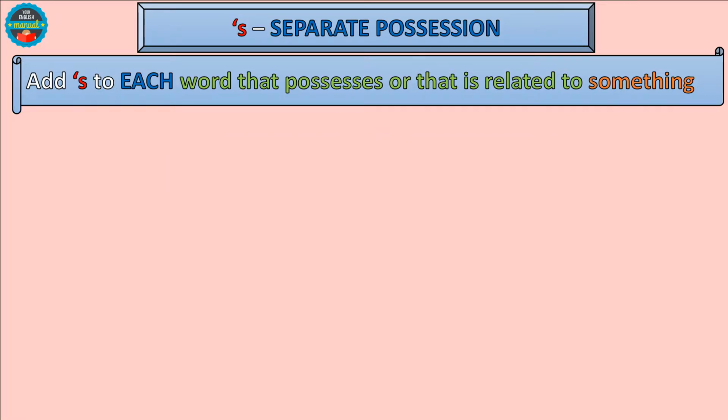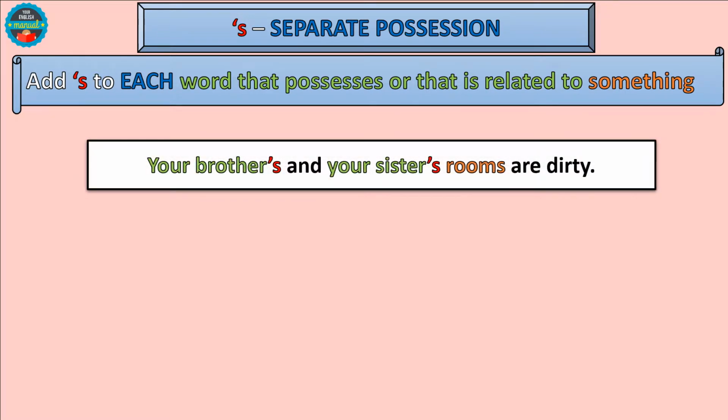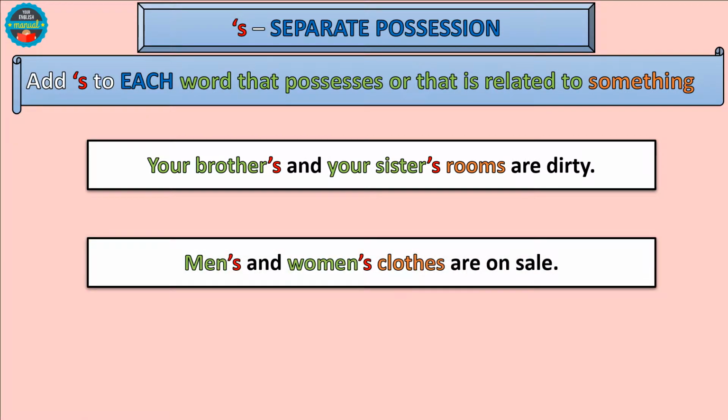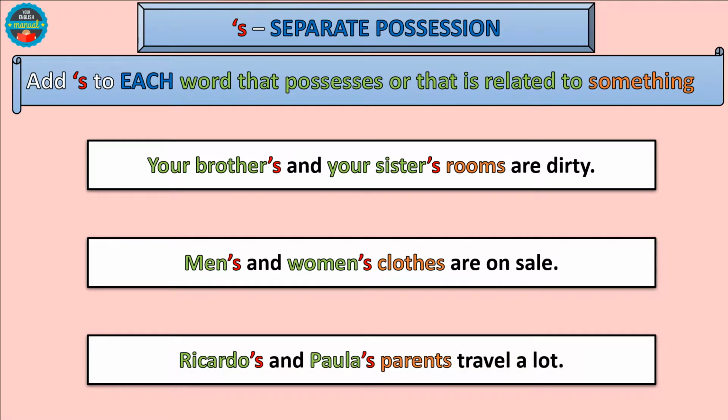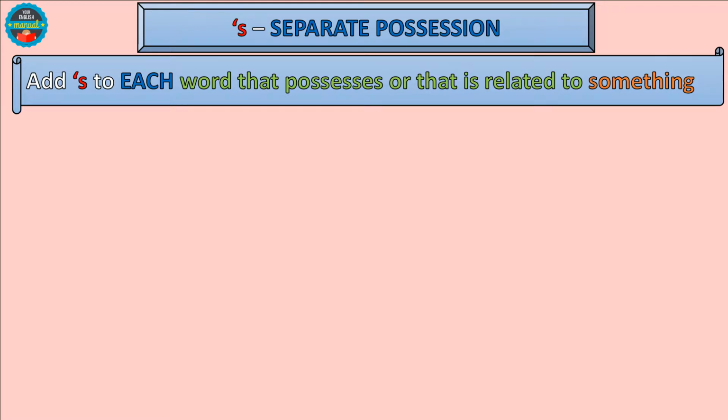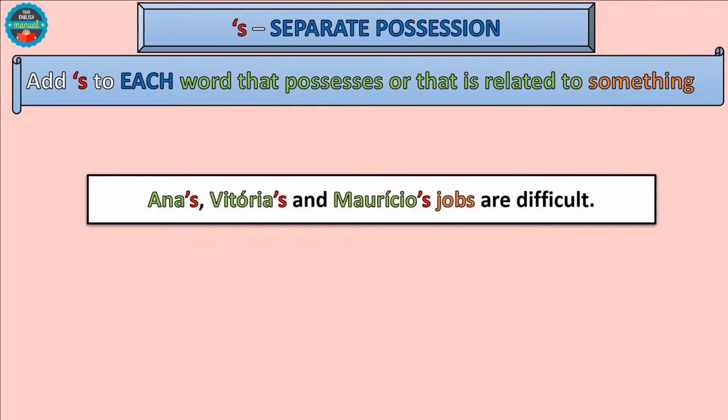Other examples. Your brother's and your sister's rooms are dirty. Men's and women's clothes are on sale. Ricardo's and Paula's parents travel a lot. So, just to remember, since each one has their own separate thing, we add the apostrophe S to everyone, okay? And it doesn't even have to be just two owners. There may be more. For example, Anna's, Vitoria's, and Mauricio's jobs are difficult.